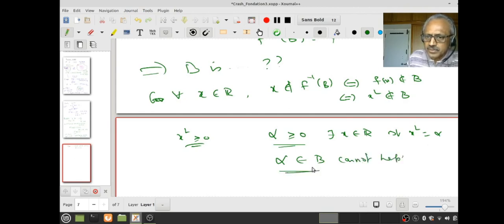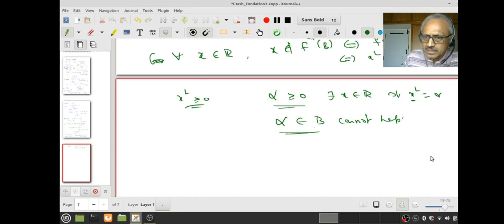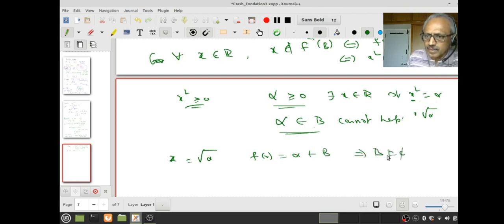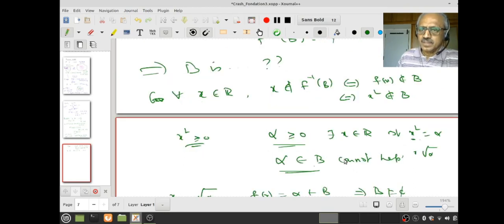Why? Suppose this happened, then there is a real number x so that x squared equal to alpha. Therefore, that x, think of it as the square root of alpha, plus or minus, but anyway square root of alpha. Therefore, square root of alpha is my x, then f of x is alpha, that is in B, therefore f inverse of B is not empty. A contradiction.